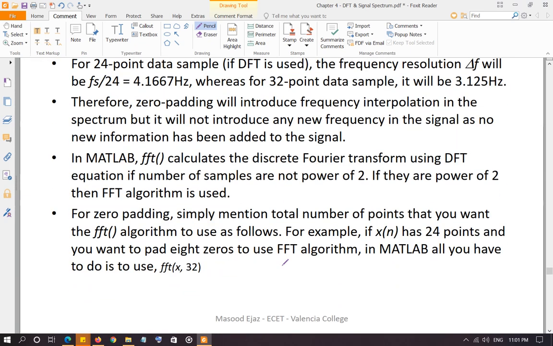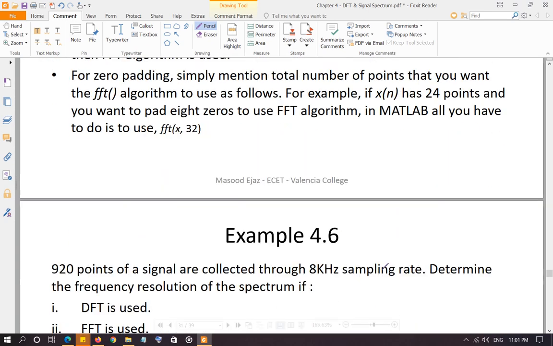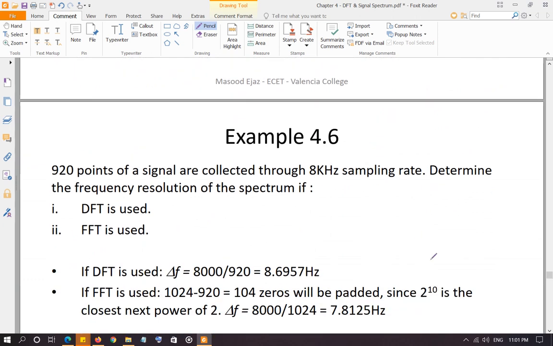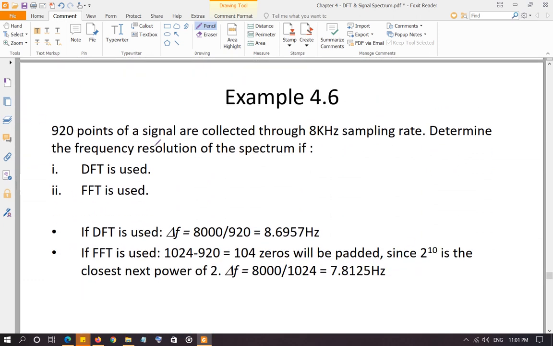So let's see, describe over here. All right, example 4.6: 920 points of a signal are collected through an 8000 Hertz sampling rate. Determine the frequency resolution of the spectrum if DFT is used, that is the original formula of the DFT, and if FFT is used. So again, if DFT is used, you're not appending any zeros.